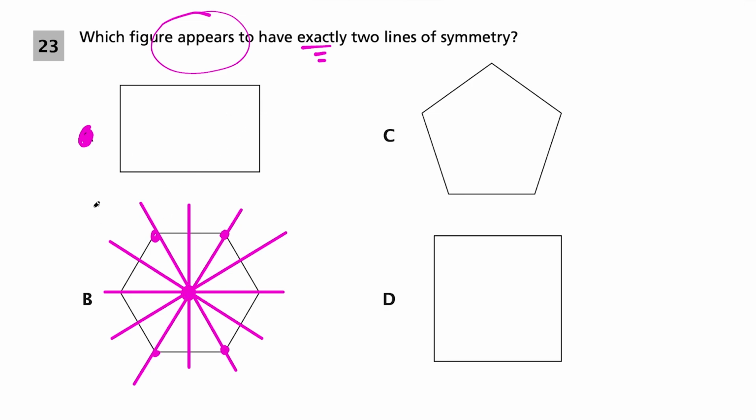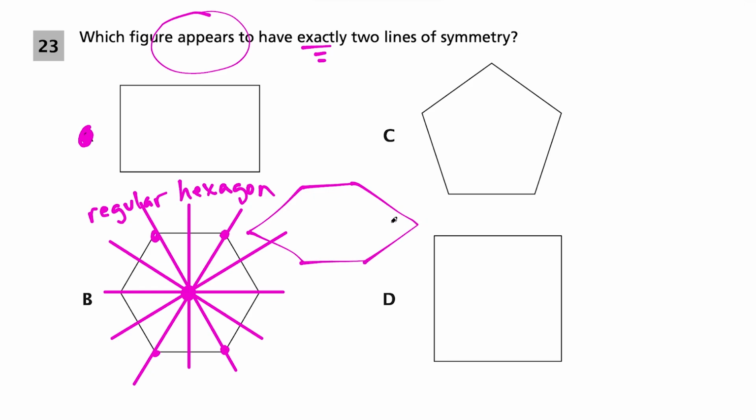Okay, there's actually a fancy name for it. We call this a regular hexagon. A regular hexagon just means all of the sides and angles are equal in measure. If I drew one where the sides and the angles are not all equal in measure, then I don't necessarily have 6 lines of symmetry. So that's why choice B is not our answer, because it appears to have 6 lines of symmetry.